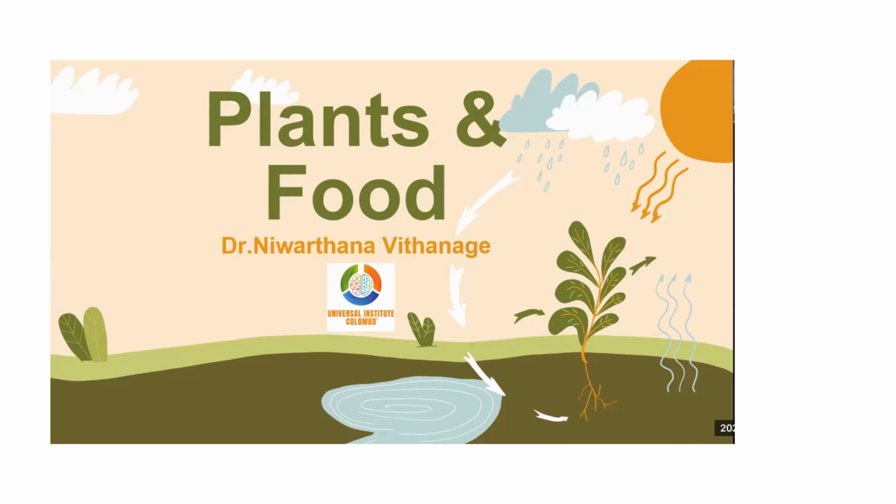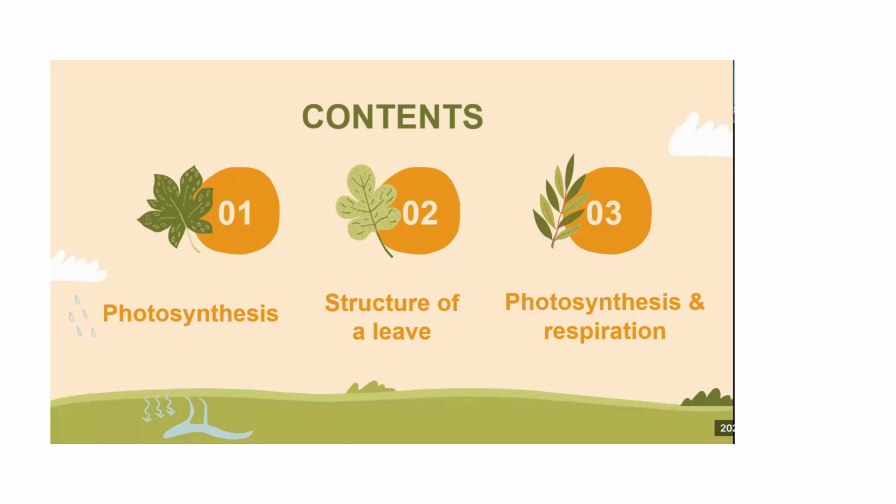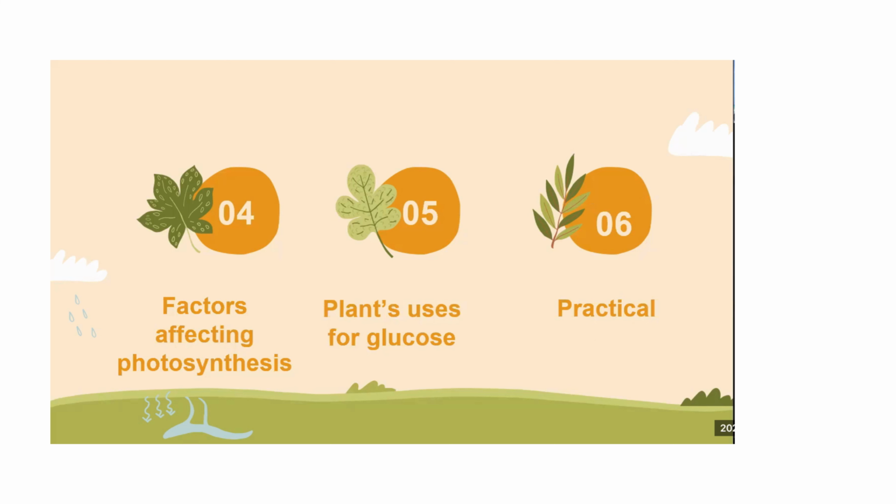Under that topic, we are going to discuss six subtopics. First one is photosynthesis. Second one is structure of a leaf. And third one is how photosynthesis and respiration affect each other and what the differences in them are. Fourth one is factors affecting photosynthesis, and in that topic we are going to discuss how the factors affect the rate of photosynthesis. And fifth topic, we are going to discuss plants' uses for glucose. And in the sixth topic, we are going to discuss some practicals in this unit.